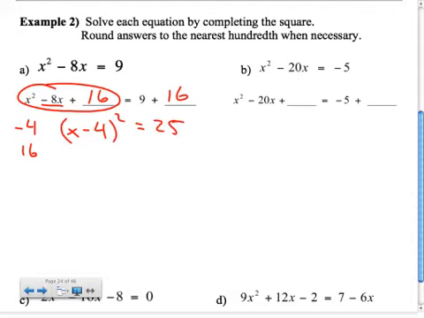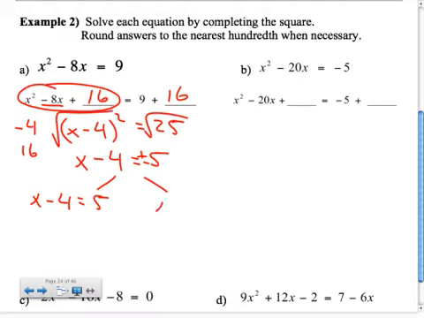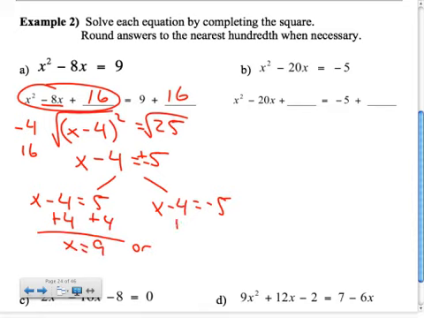Now you can take the square root of both sides. You have x minus 4 equals 5 or negative 5, so plus or minus 5 is the way we'll write that. And so now you have two different equations: x minus 4 equals positive 5, and x minus 4 equals negative 5. Solve them both. Plus 4, plus 4. So x could equal 9, or x could equal negative 1.